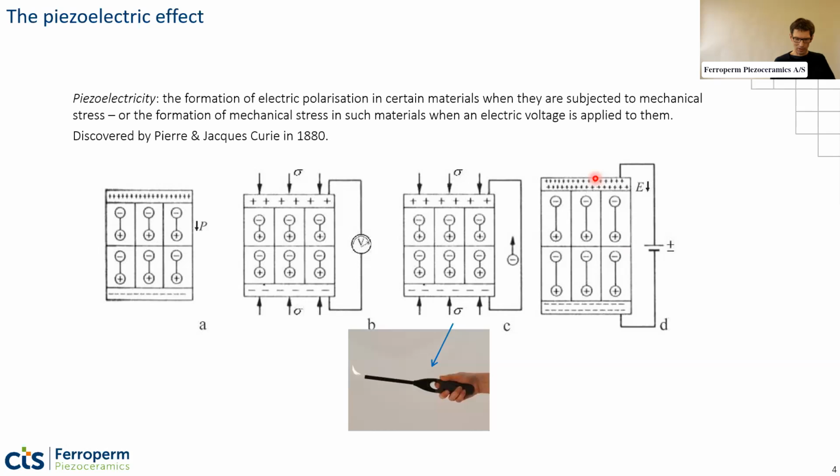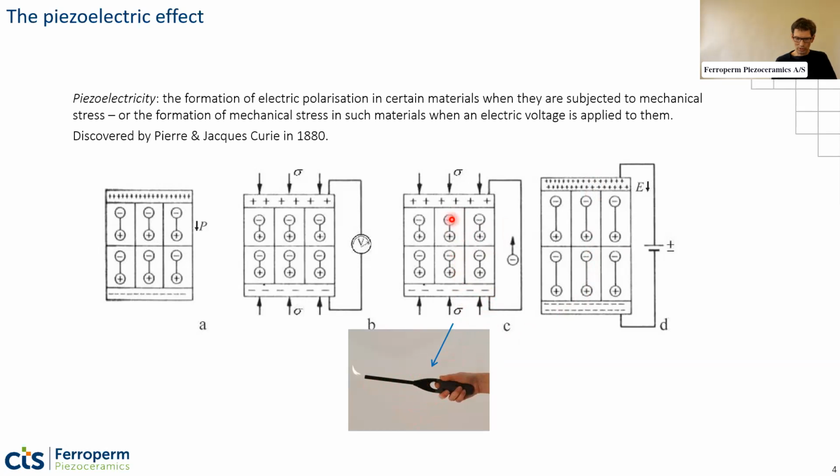So first, a very simple example of how you can use the direct effect. This is this barbecue lighter, where you want to ignite the stream of gas, and you do that by a spark generated by the piezoelectric material.